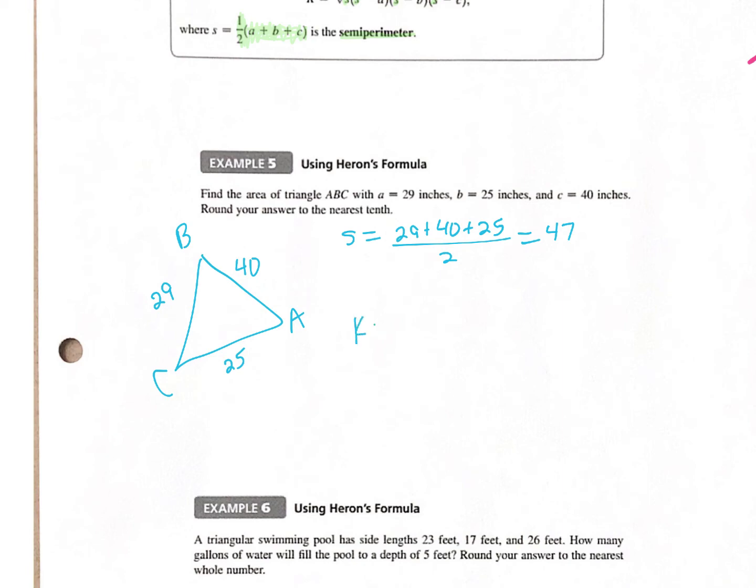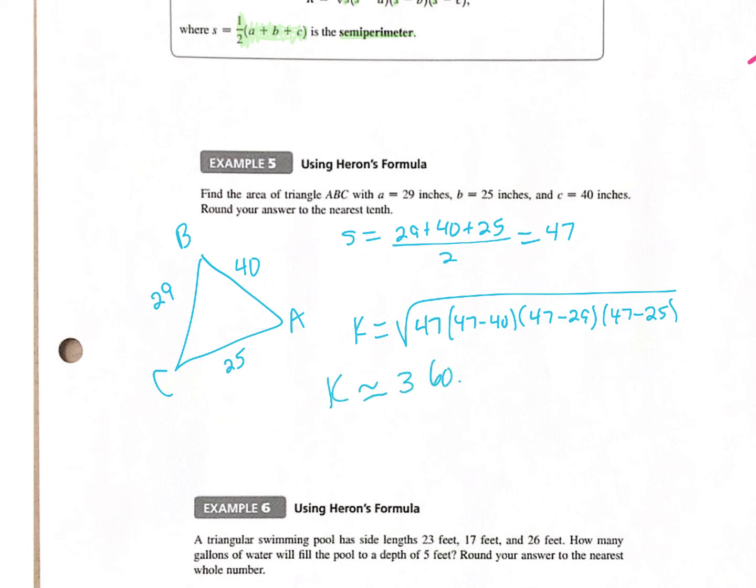And so then to find the area, we're going to take the square root of 47 times 47 minus 40, 47 minus 29, 47 minus 25. Personal preference how you plug that into your calculator: you can figure out what each of those differences are and then multiply them, or you can truly just type it in just as it is. So for this one, we get that the area is about 360.9 inches squared. Wow, that's really messy, sorry.